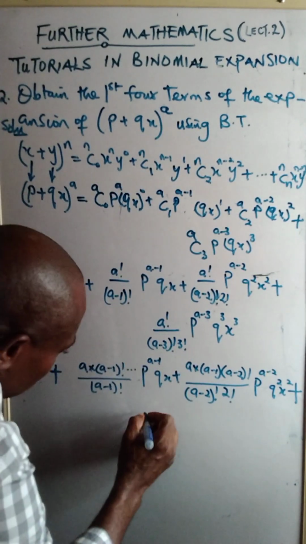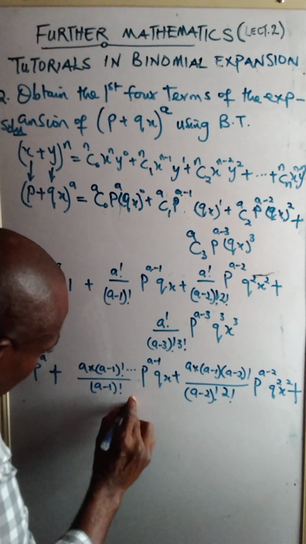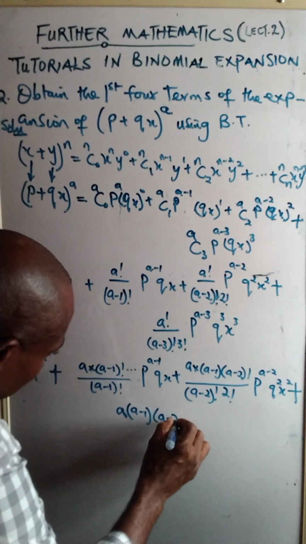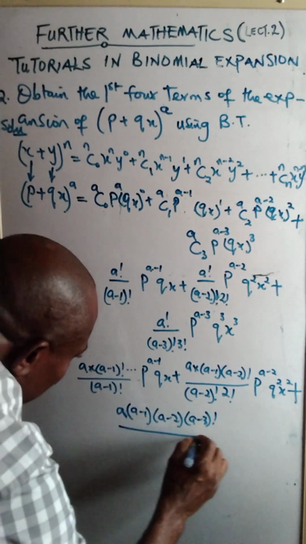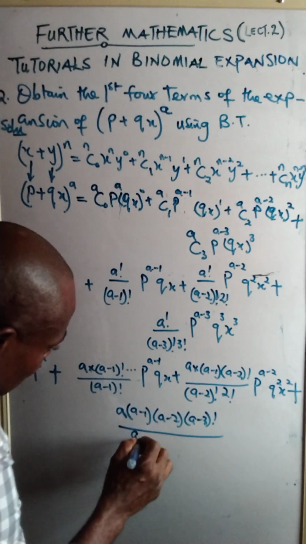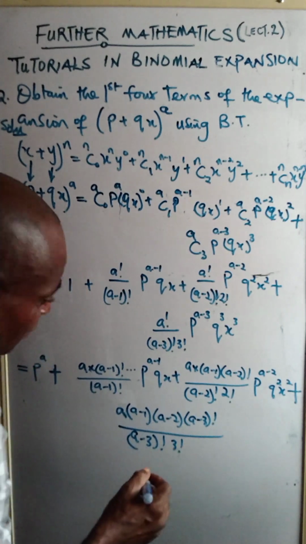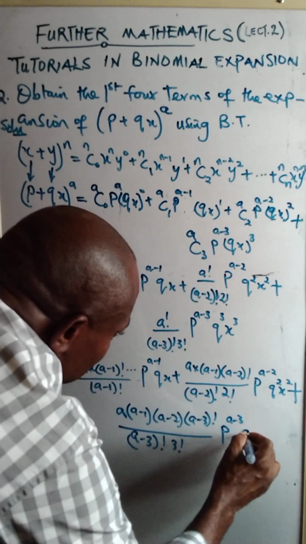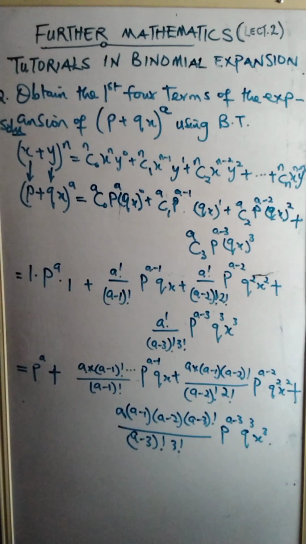The last term we're going to have, the fourth term, would be a into a minus 1 into a minus 2 into a minus 3 factorial. All right, that is deliberately done to take care of what is in the denominator. You have a minus 3 factorial, you have 3 factorial, and then we have p raised to power a minus 3, q raised to power 3, we have x cubed.